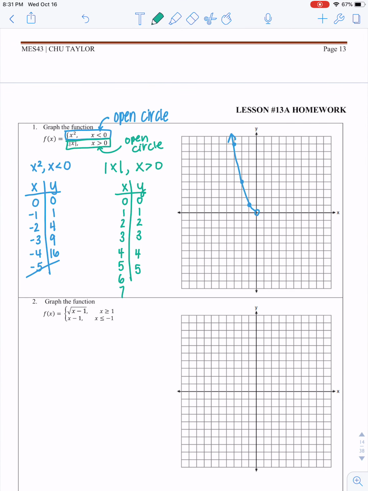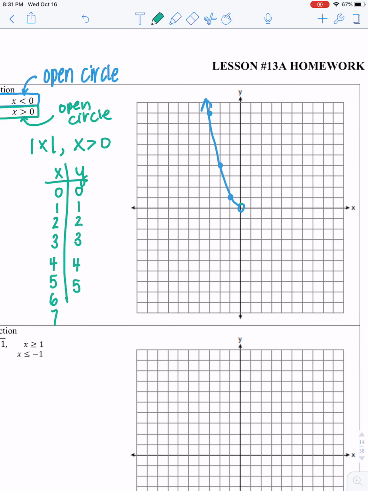So 0, 0, again, it's an open circle, so we want to leave this circle open. And then 1, 1, 2, 2, 3, 3, 4, 4, 5, 5, 6, 6, 7, 7, 8, 8, 9, 9, 10, 10. And we connect this with an arrow on our right side.